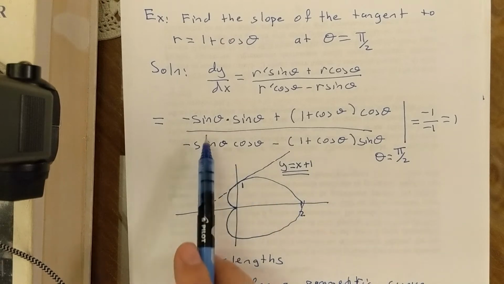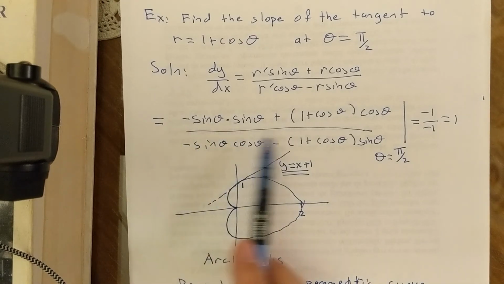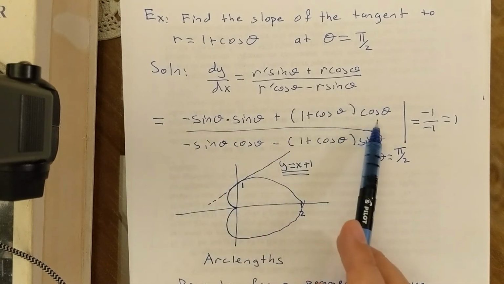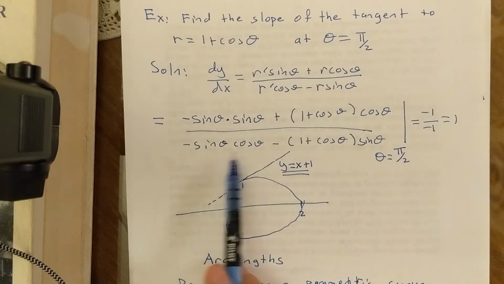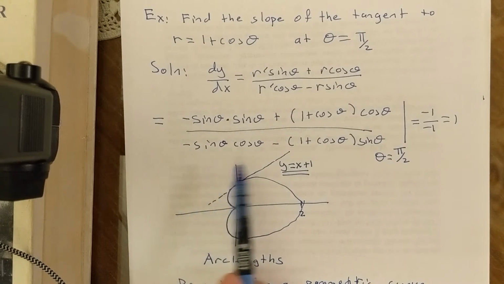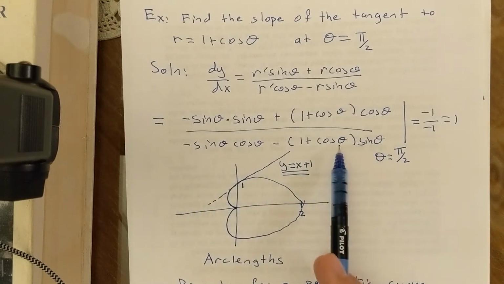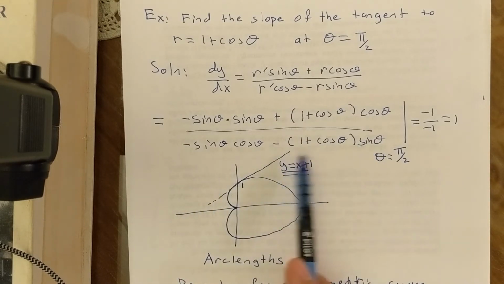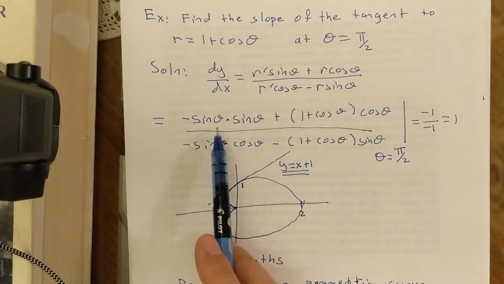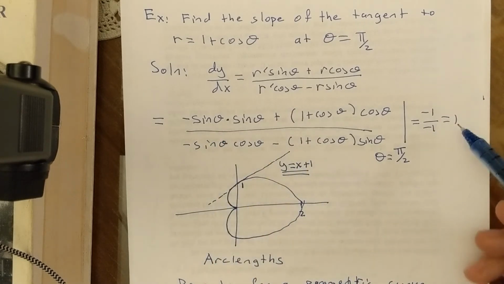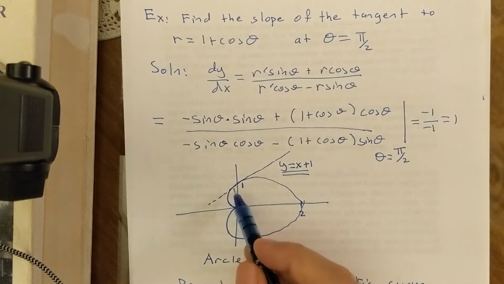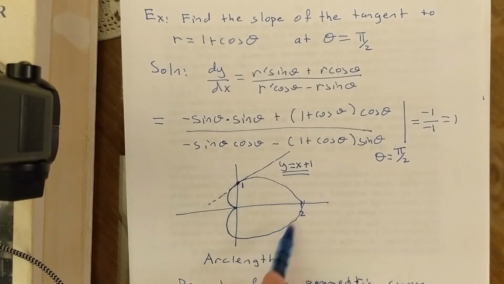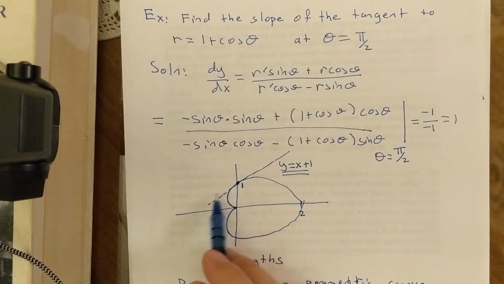When you plug in pi over 2, this is 1, so you get minus 1 here. This is going to be 0, this is going to be 0, so this term goes away. Again, this is going to be 1, but this is going to be 0, so this term goes away. And cosine times sine is going to go away. All you're going to have left is minus sine, okay? So you get minus 1 over minus 1, and that gives you the slope of the tangent line when theta is equal to pi over 2, when you're at 90 degrees. The slope of that tangent line is equal to 1.